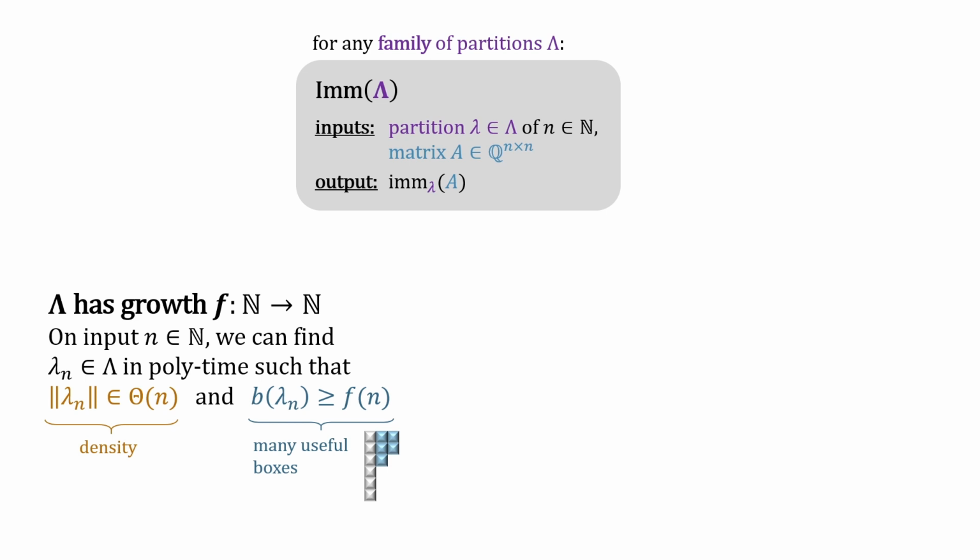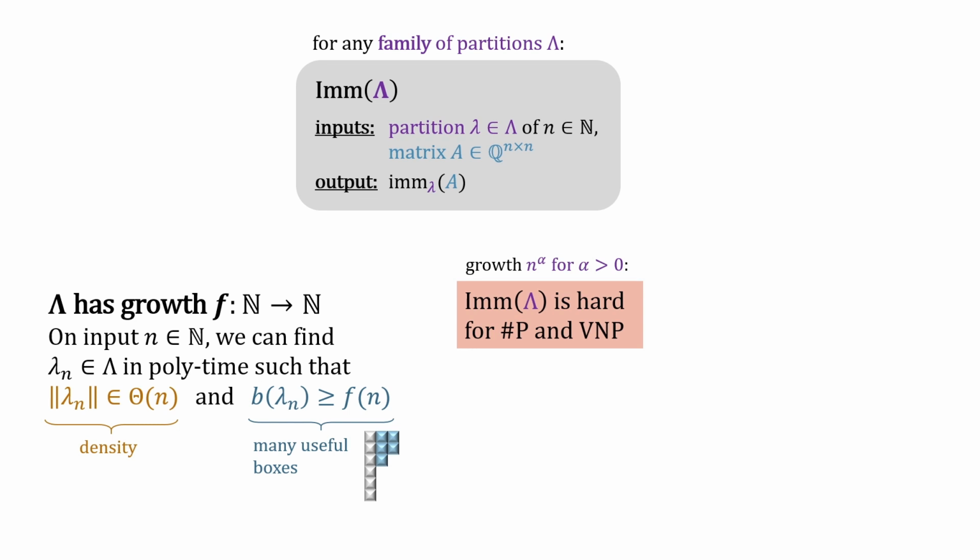All of the hard families we considered before have polynomial growth. And we show that any family with polynomial growth gives hard immanence. But this result doesn't cover all families with unbounded b-value. For example, for some of these partition families, the b-value may grow slower than any polynomial. You can think, for example, of hooks that have logarithmic width. Such hooks actually give immanents that can be computed in quasi-polynomial time, and such problems fall into the blind spot between P and NP.